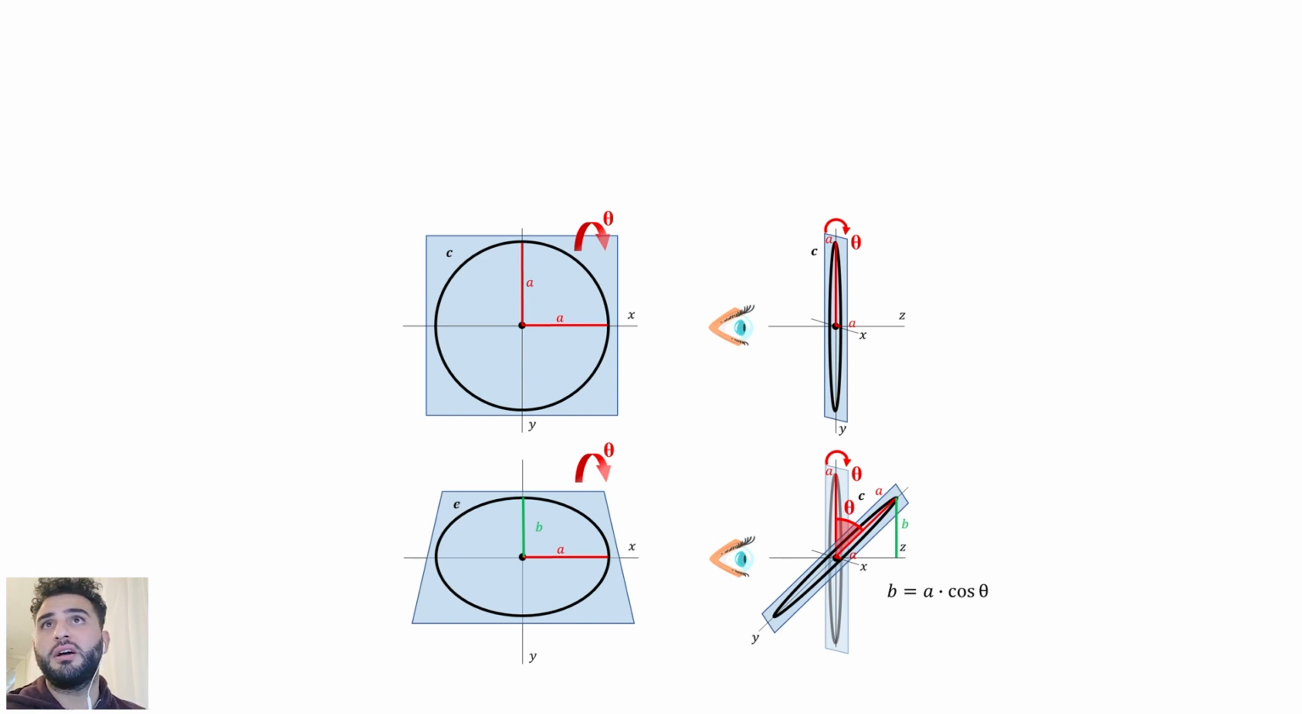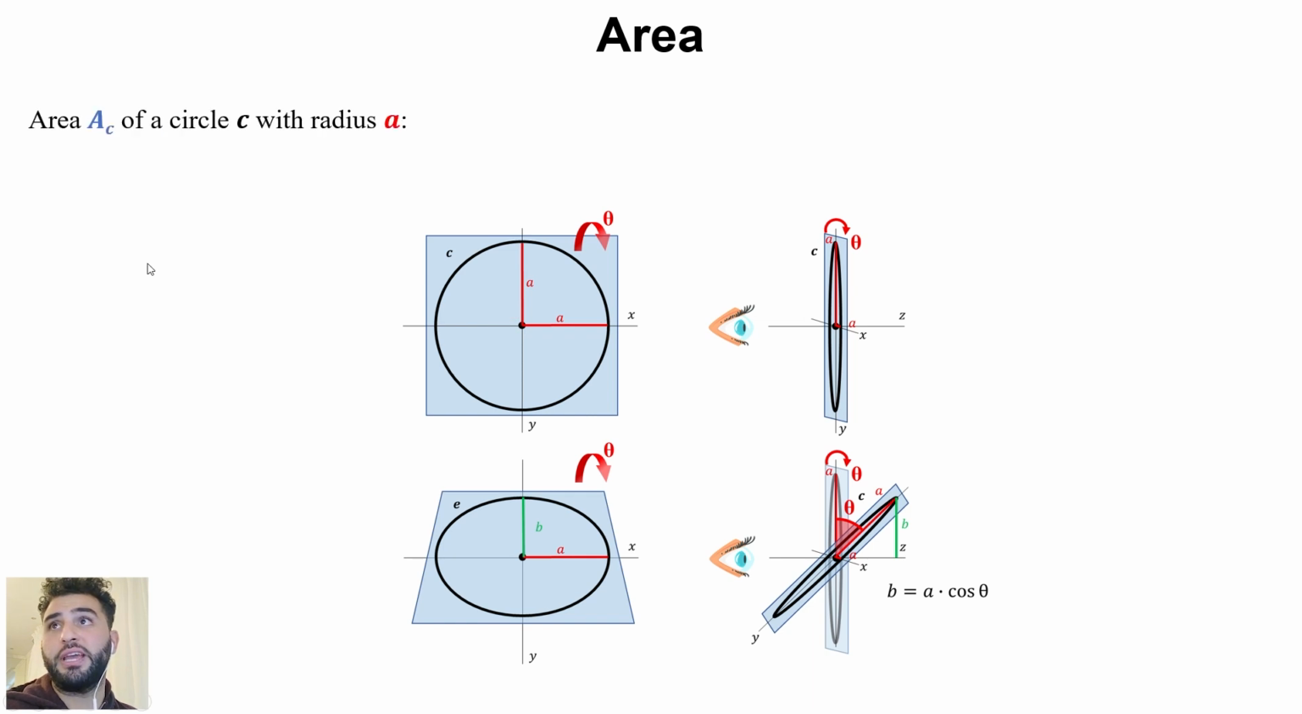Okay, the other application that I would like to show you is the area. If, for example, I now want to calculate the area of this circle C, we can call it AC, the area of the circle C with radius A, this is equal to pi times A squared.